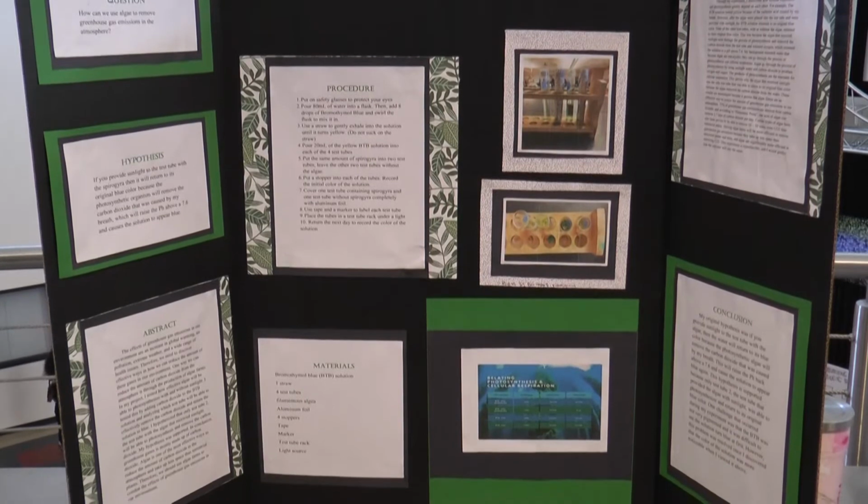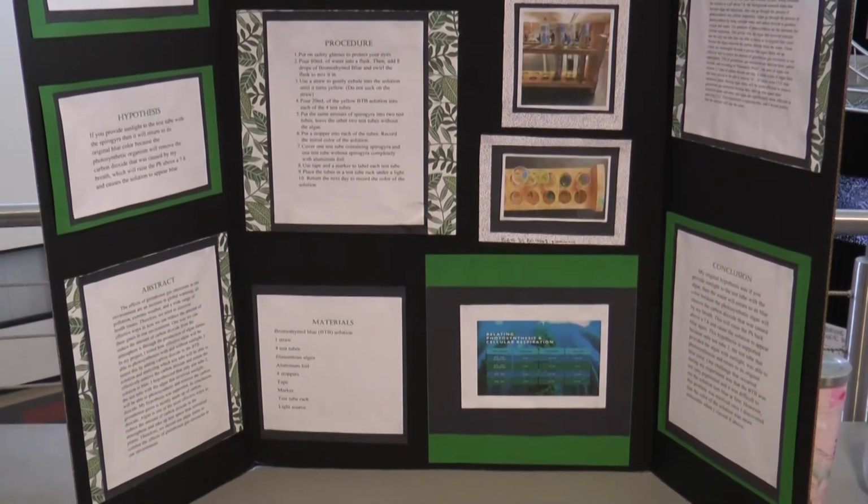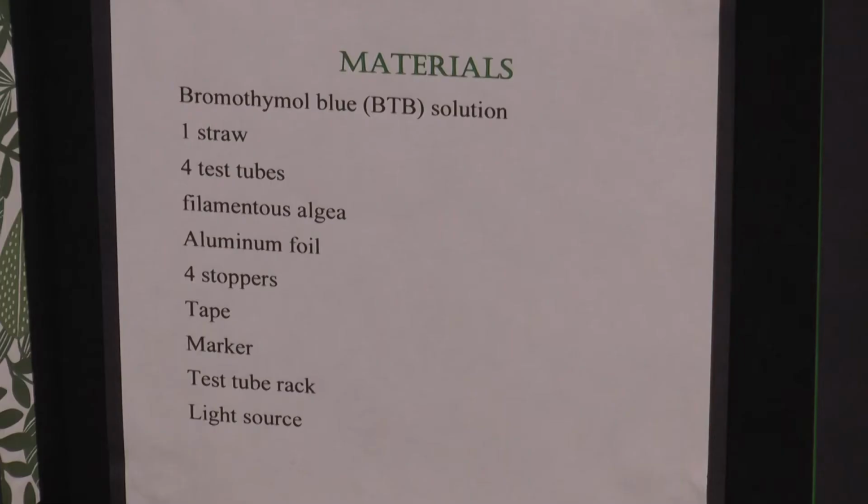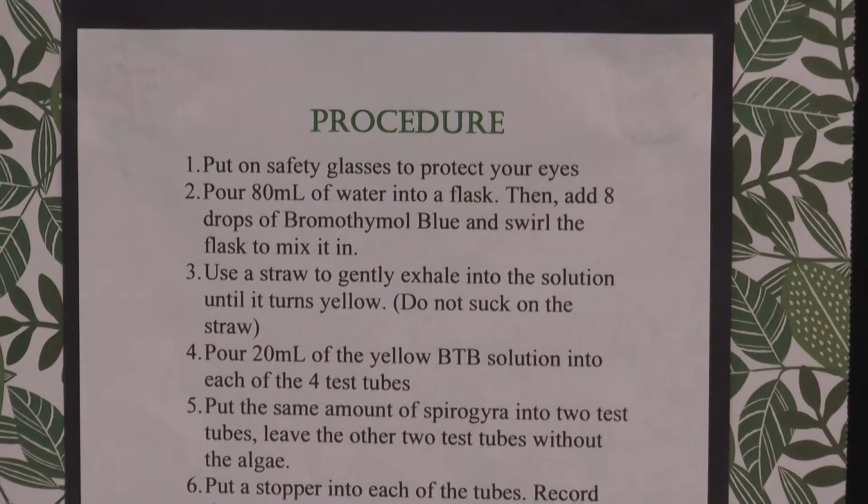And I did this. My hypothesis was that the test tube that had algae in it and was exposed to sunlight will be able to remove the amount of CO2 levels and return the solution back to its original blue color. My materials were bromothymol blue solution, which is a pH indicator. I also used a straw, 4 test tubes, a test tube rack, 4 stoppers, aluminum foil, a light source, and a marker and a tape.